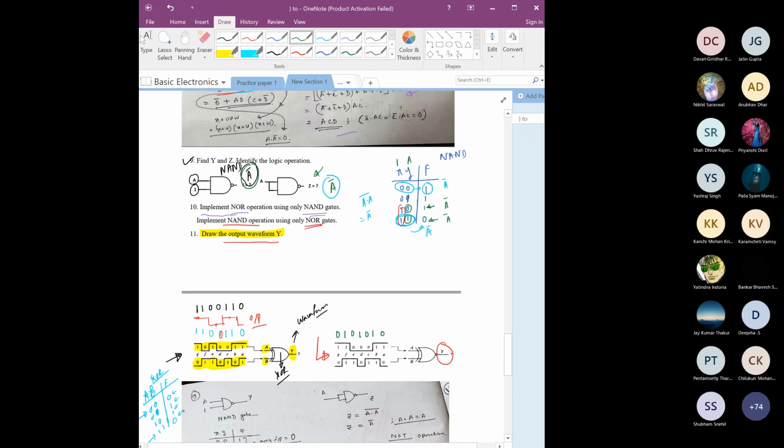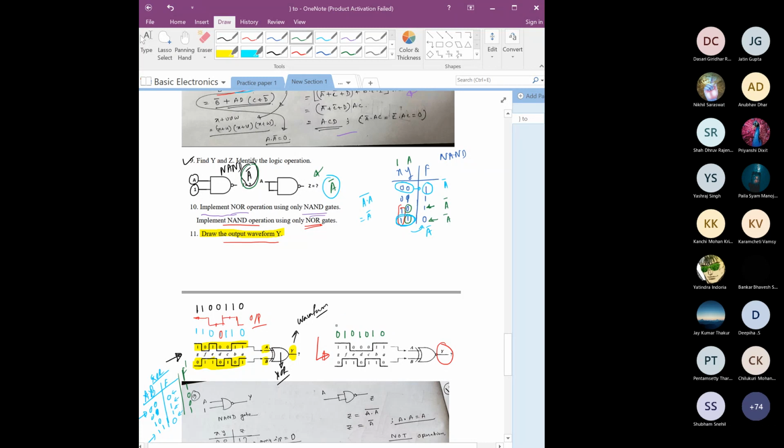It is basically the opposite, right? If you say it here, it will be 1 0 0 1. So when the two input variables are the same, output will be 1. When they are different, output will be 0. So these two inputs are different, output is 0. These two are same, output is 1. These two are different, output 0. These two are same, output 1. These two different, 0, same, 1, different, 0. So that will be the waveform.